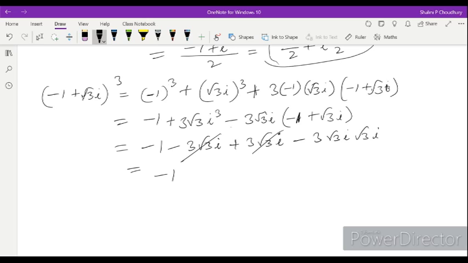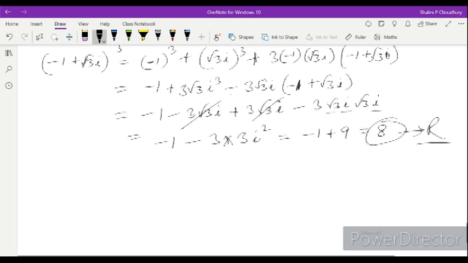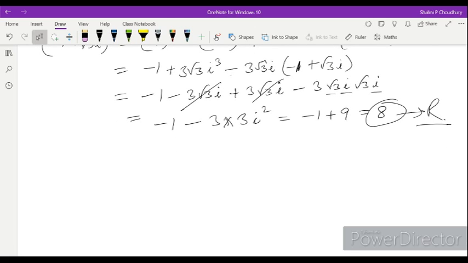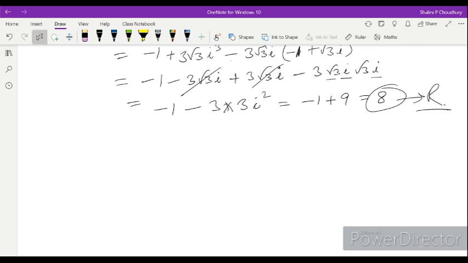Now minus 1, and this is 2i, so minus 3, and root 3 into root 3 will be equal to 3, and i square will be minus 1. So minus 1, and minus minus plus 3 into 3, 9, that is equal to 8. So this is a real number. This way it is proved. Now one more question we will do based on this concept.